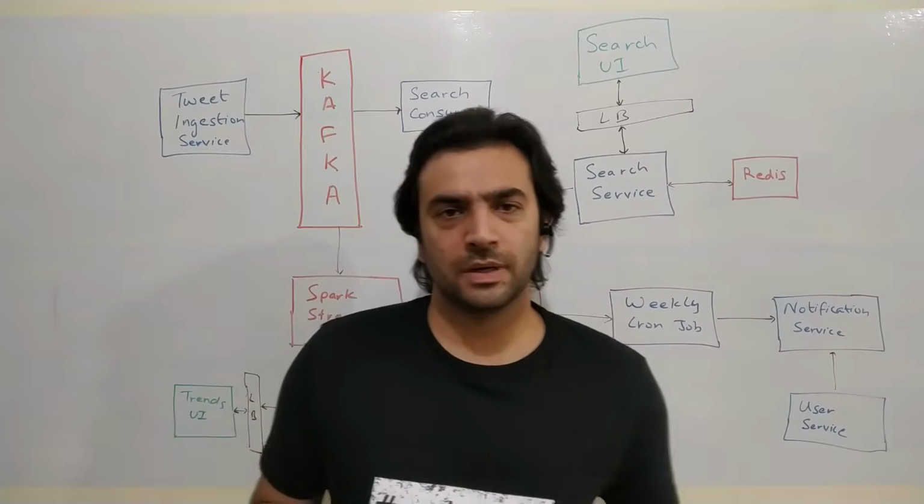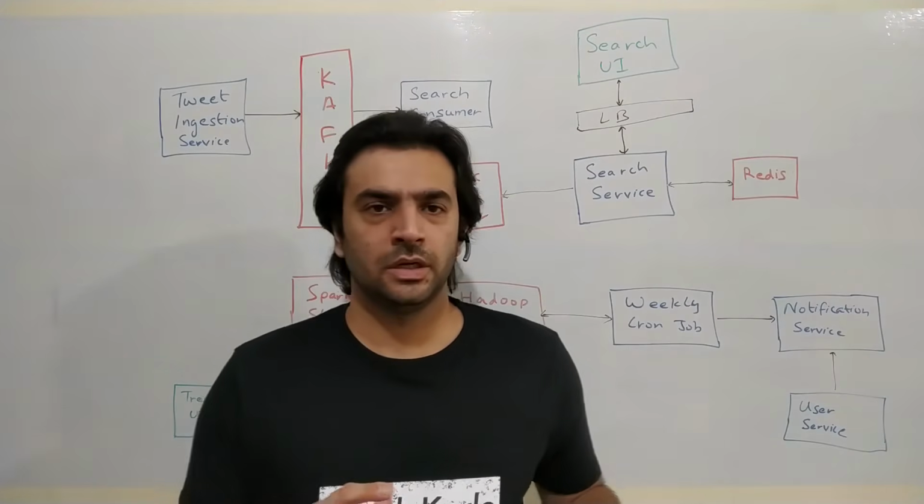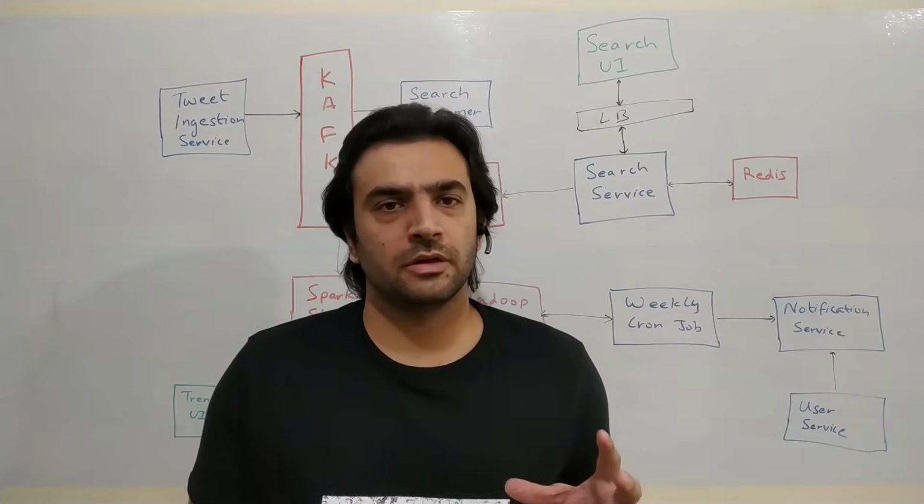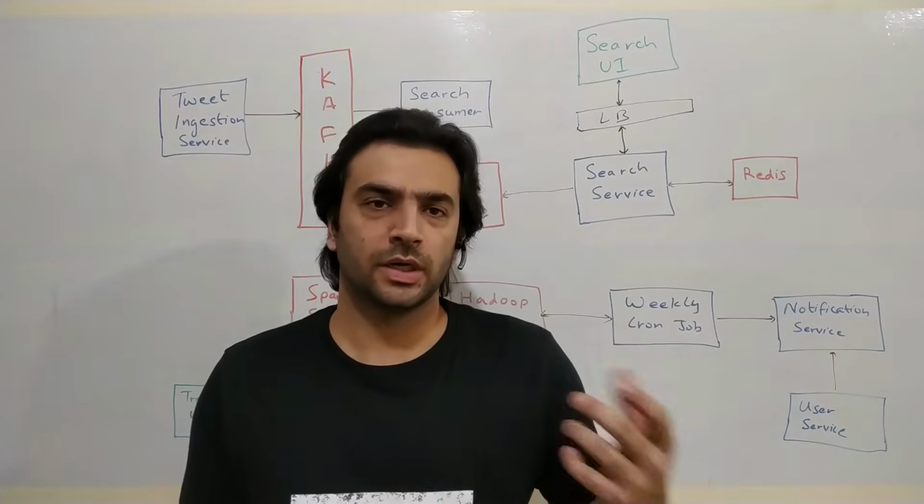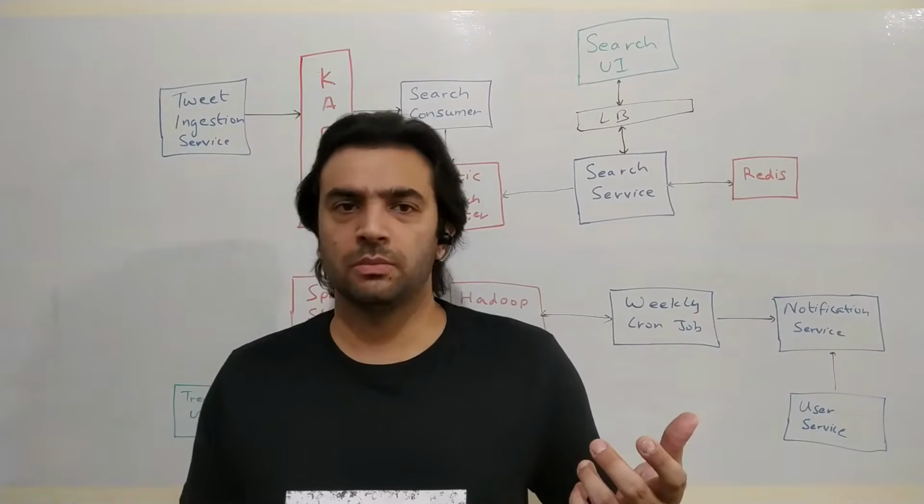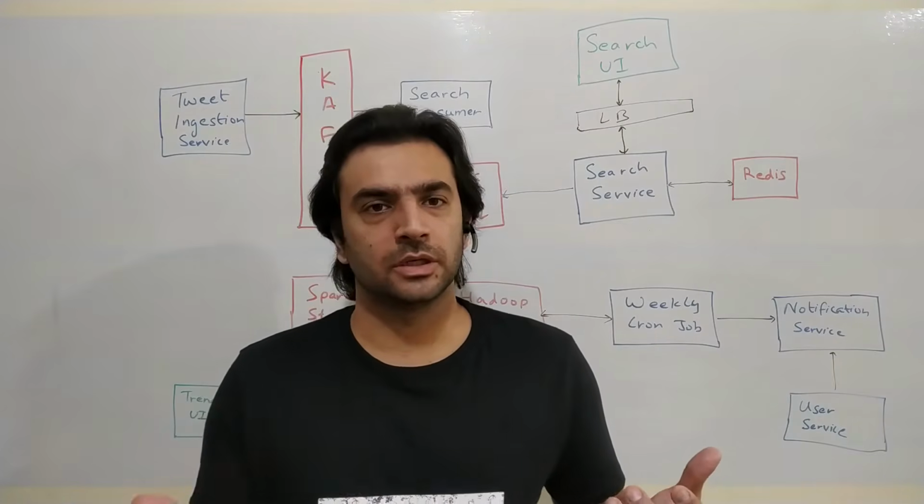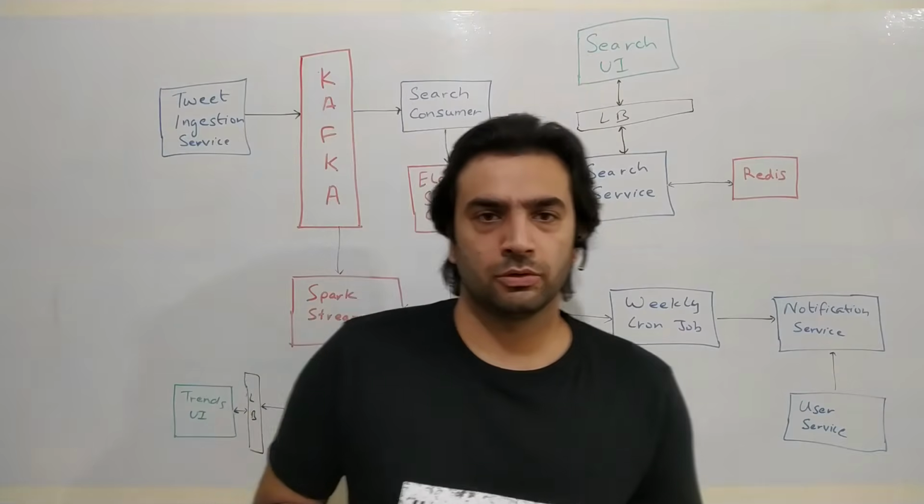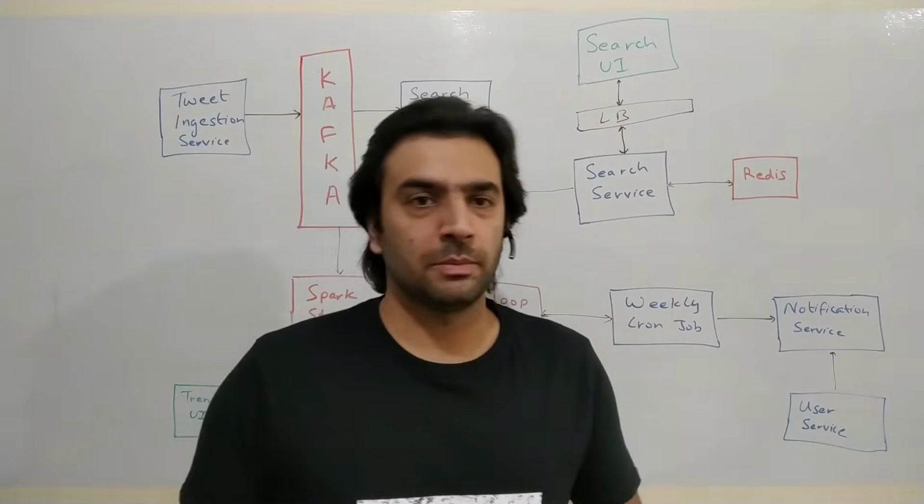Now coming to the last part, which is search and analytics. Let's first look at how search works. By search, what we mean is if somebody wants to search for a particular text, we want to show them all the tweets that have that particular string in them, ordered by some relevance score. Okay, so let's look at how that could be built.